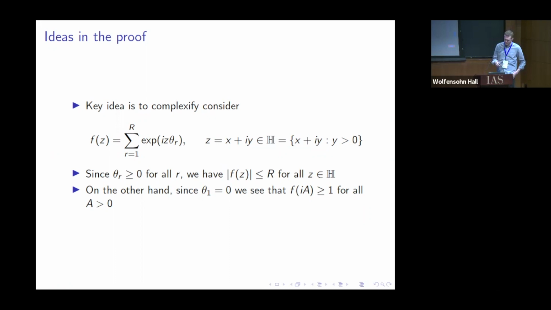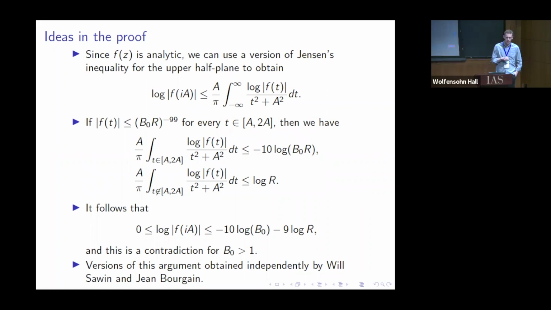Okay. So this f is analytic, so you can use some kind of version of Jensen's inequality, right? The usual Jensen inequality says something about the log of an analytic function in a disk. You can say something about that by looking at the boundary, or an integral around the boundary of the disk. And then there's a version of that for the upper half plane. So if I have a point in the upper half plane, I can get an upper bound on the log of the function by integrating with respect to some kind of measure, like a hyperbolic measure along the real line. So that's maybe the first step here.